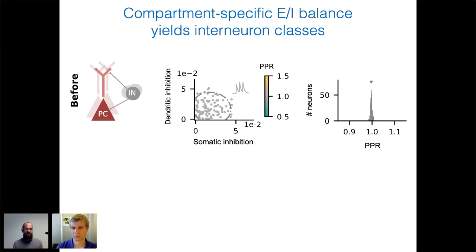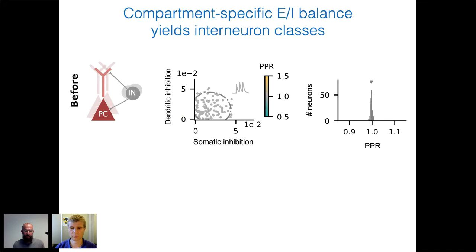There's no specialization apparent at all. And the other thing that you might see here is that all these points are gray. That means that the paired pulse ratio, which is a measure of whether the synapse is facilitating or depressing, is 1. That means these synapses are basically boring in time. They don't change very much over time. And that's also depicted here in this histogram. So basically, take home here, all the interneurons are the same.